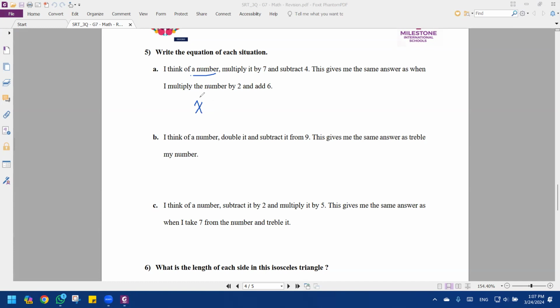Multiply it by 7. x times 7 is 7x. And subtract 4. They continue, so they said subtract 4. This gives me the same answer. The same answer, which means equals. When I multiply the number by what? By 2. And add 6. So this is how we write the first equation.